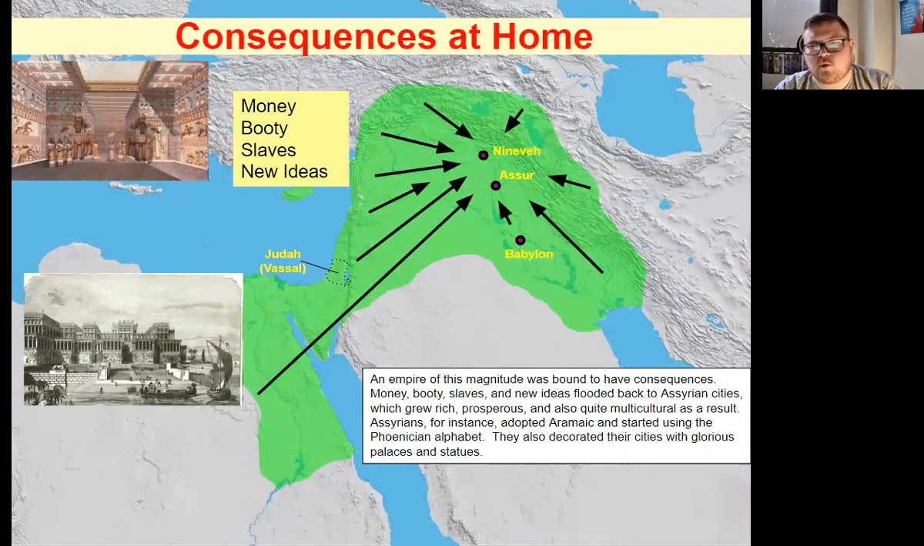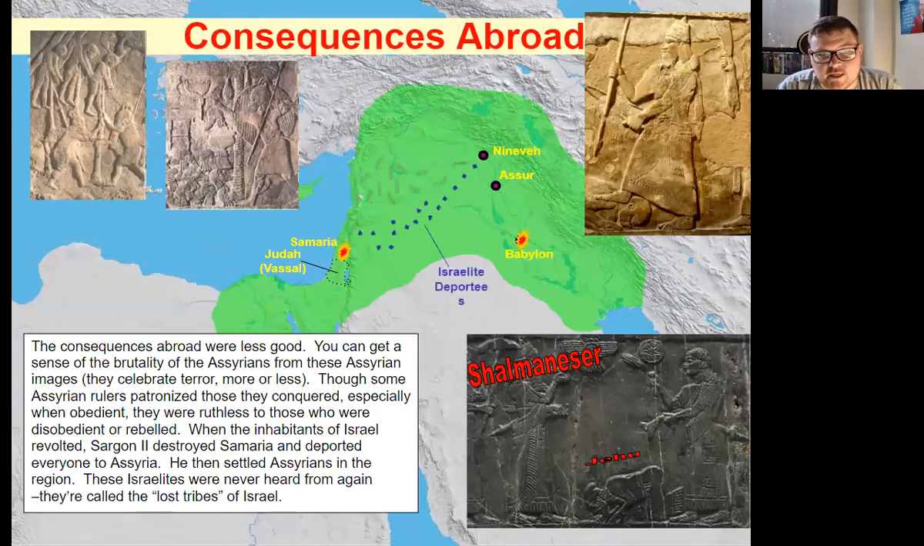So then we have some consequences at home. We have money, booty, slaves, and new ideas. An empire of this magnitude was bound to have consequences. Money, booty, slaves, and new ideas flooded back to the Assyrian cities, which grew rich, prosperous, and also quite multicultural as a result. The Assyrians, for instance, adopted Aramaic and started using the Phoenician alphabet. They also decorated their cities with glorious palaces and statues. The consequences abroad were less good. You can get a sense of the brutality of the Assyrians from these Assyrian images.